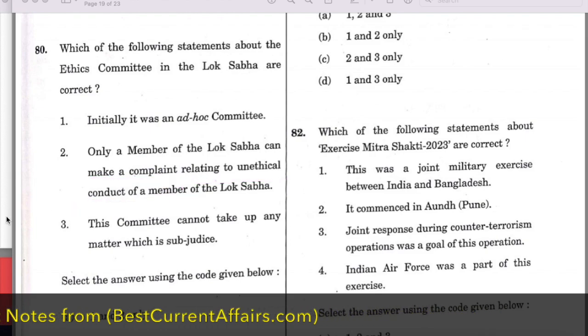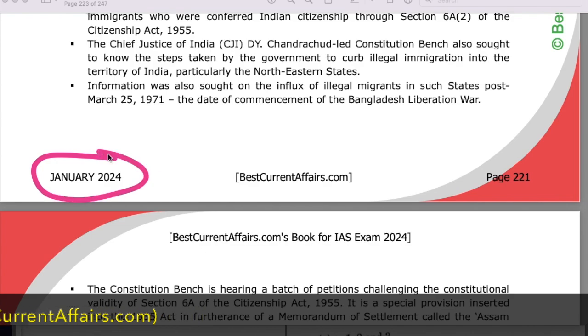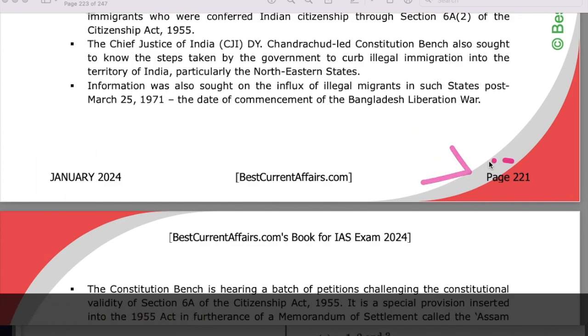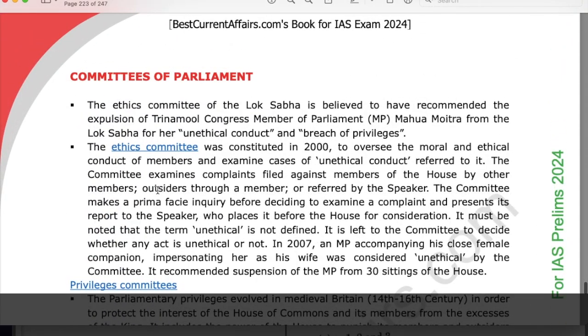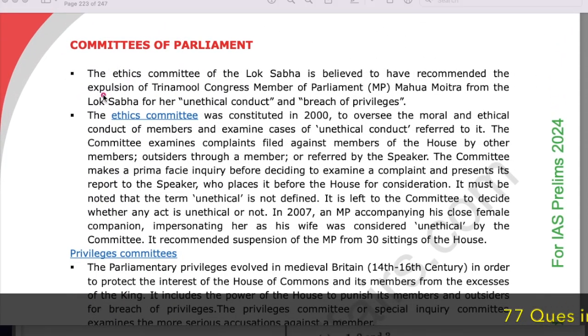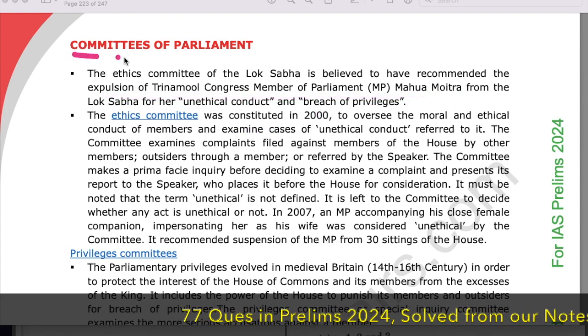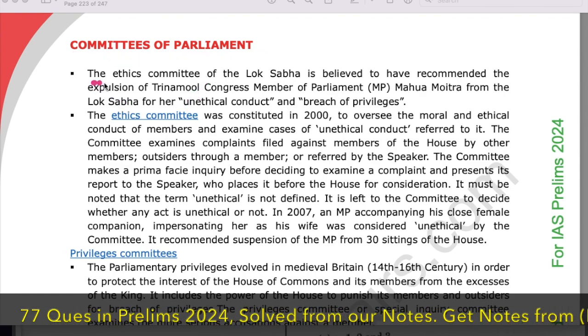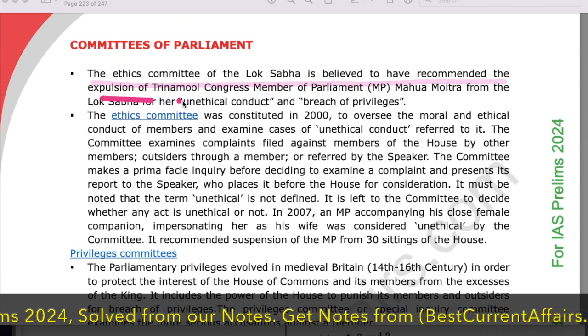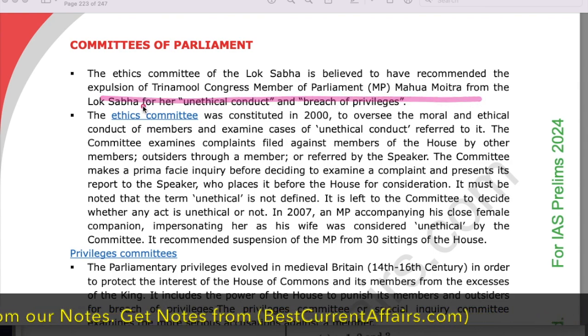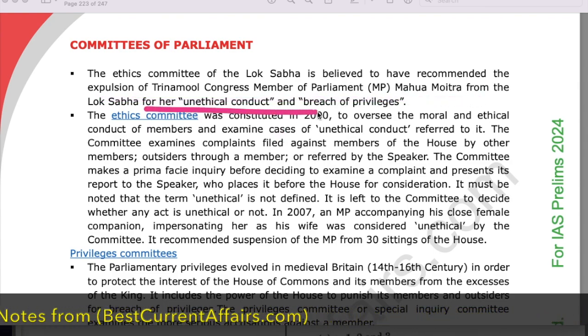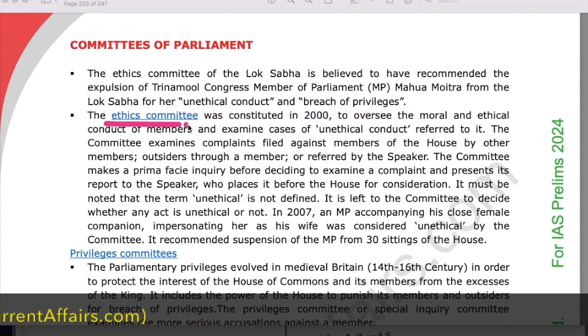This statement is wrong. Now see, this is our January 2024 current affairs book on page number 221. Here there was a news item with regard to the expulsion of Trinamool Congress MP Mahua Moitra, and in this context we have discussed all these important committees of the parliament. Here it is mentioned that the ethics committee of the Lok Sabha is believed to have recommended the expulsion of Trinamool Congress member of parliament Mahua Moitra from Lok Sabha for her unethical conduct and breach of privileges. Here it is mentioned that the ethics committee was constituted in 2000 to oversee the moral and ethical conduct of members and examine the cases of unethical conduct referred to it.